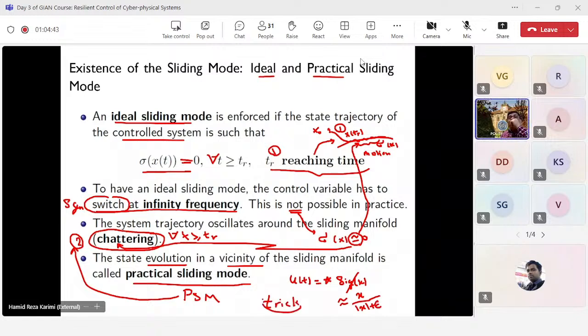When you design the sliding mode control, I told you that the system should have some switching in the control signal. But this switching needs a lot of energy because you cannot do infinite frequency. So usually in a sliding mode control, if you want to get more smooth and control the chattering, or come to PSM, the practical sliding mode, you know that sign of x is x over the norm of x, right? Because we know that x over norm of x is a sign. But you need to add something here, and therefore you can change it like this.